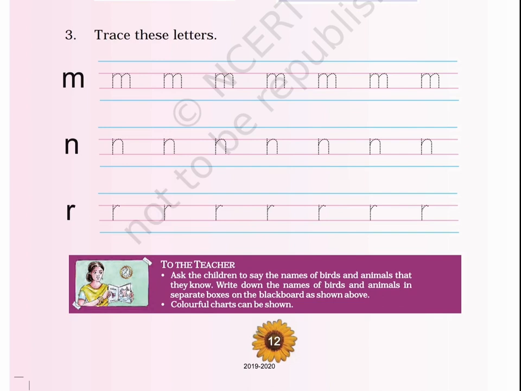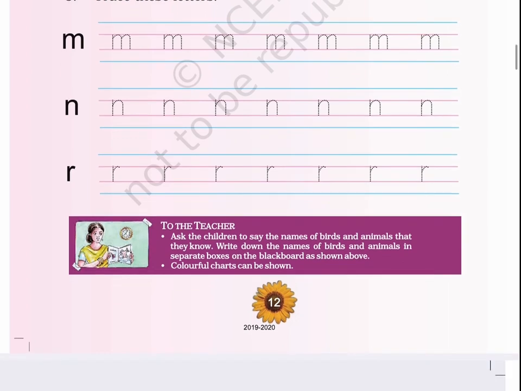To the teacher: Ask the children to say the names of birds and animals that they know. Write down the names of birds and animals in separate boxes on the blackboard as shown above. Colorful charts can be shown.